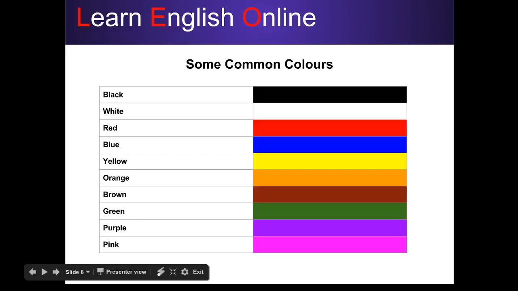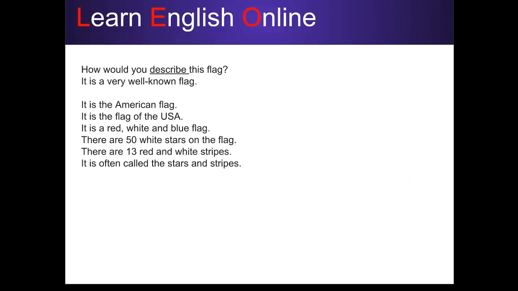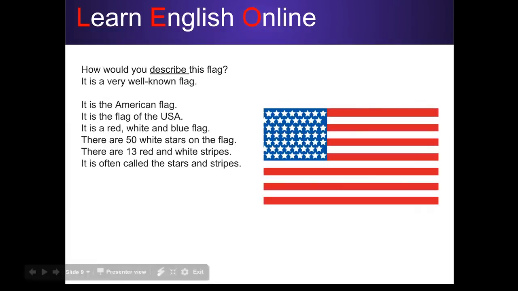And a lot of these colours appear in flags. I just mentioned American spelling, so let's have a look at a really well-known flag. How would you describe this flag? It's really well known. It's a very, very well-known flag. And normally people say it's the American flag. It's the flag of the USA.